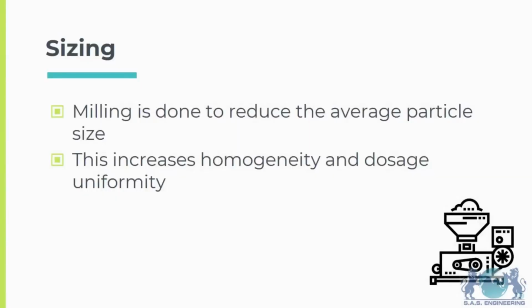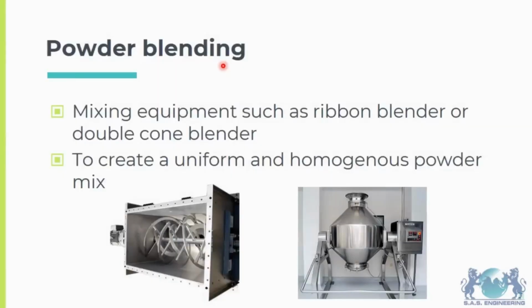Next, sizing is done. This is done through the use of mills to reduce your average particle size. Having a homogeneous average particle size allows you better dosage uniformity, which is something that is analyzed in quality control laboratories. Next comes the mixing stage. To create a uniform and homogeneous powder mix, mixing equipment such as ribbon blenders or double cone blenders are used.